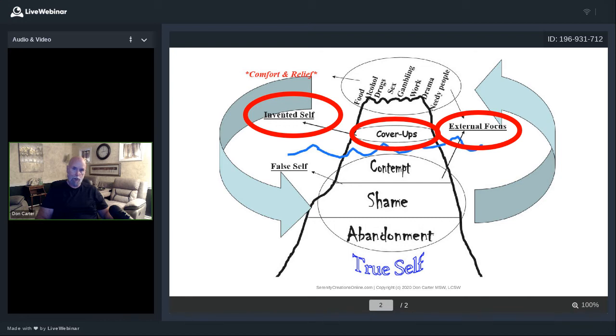But this is where codependency lives, the external focus, the cover-ups to try and control the impressions of everyone around me so they'll think the right things about me, and so I wear that mask or that public image.